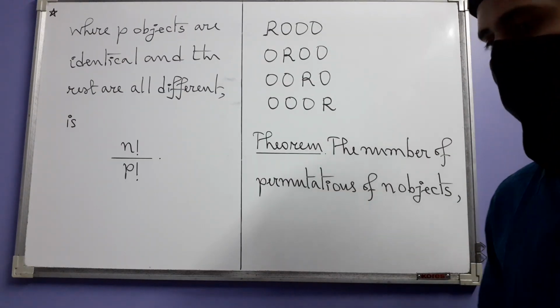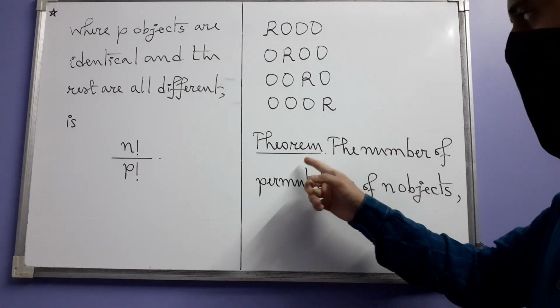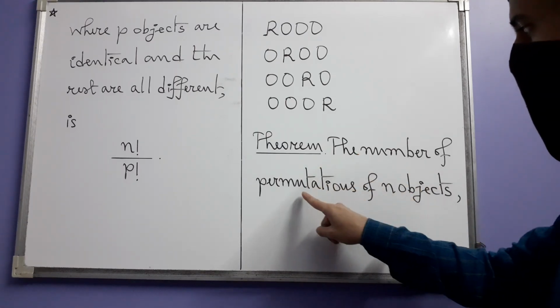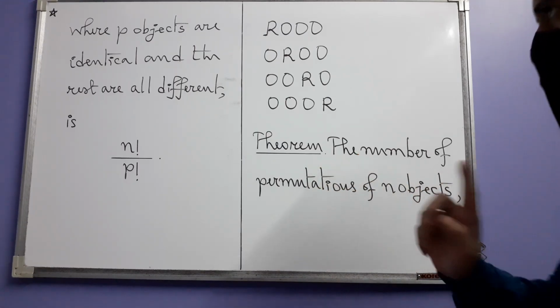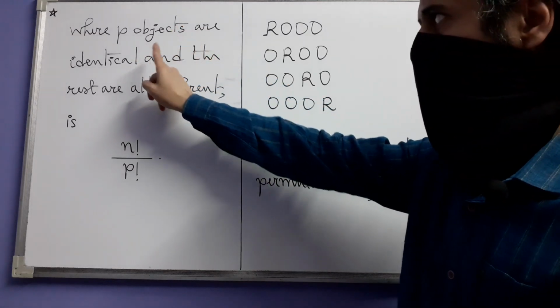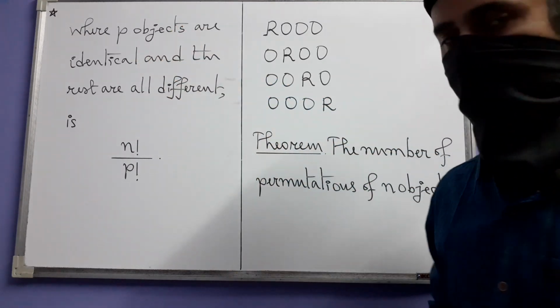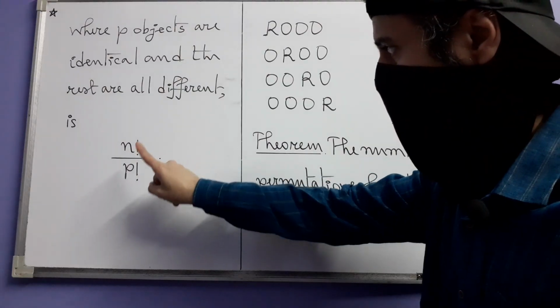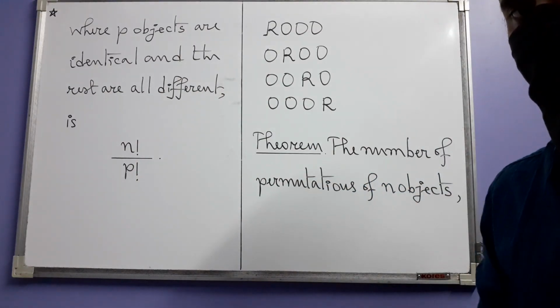Now you can record this observation in the form of this theorem. The number of permutations of n objects where p objects are identical and the rest are all different is n factorial divided by p factorial.